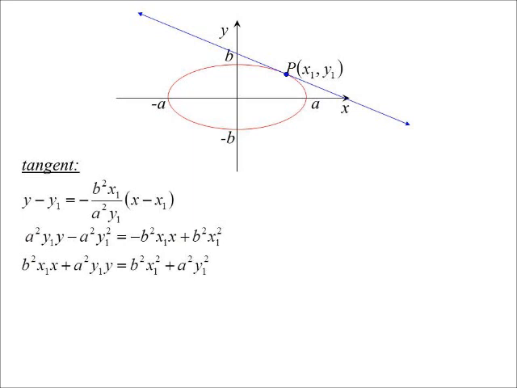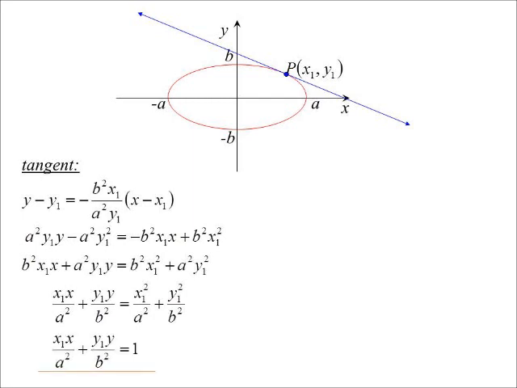Now the reason I've done that, I can divide everything by a squared b squared and have a look at what we get. x1x on a squared plus y1y on b squared is x1 squared on a squared plus y1 squared on b squared. But the right hand side, I know what that's equal to, because that point lies on the ellipse. So therefore it must satisfy the equation of the ellipse. So it equals 1. Now have a look at that equation and think about the equation of the ellipse. It's essentially the same thing.